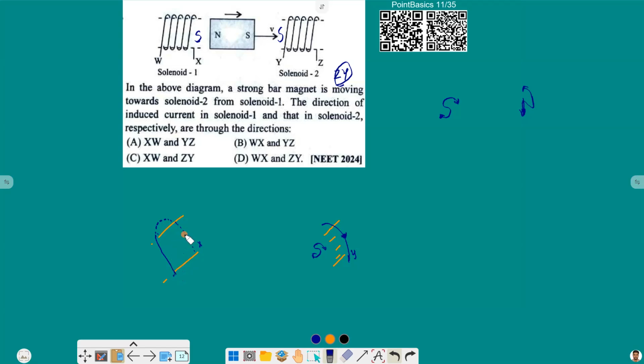And again, we are producing south pole here. So we know that south pole will be produced something like this. Means current should be traveling towards the X from the wires. Current will be traveling something like this. So again, here current is traveling towards the X, and it will be traveling from the W. So here current will be traveling from W towards X. Here we have Z to Y. So W, X, and Z, Y. Option D will be the right answer here. Let's move to the next one.